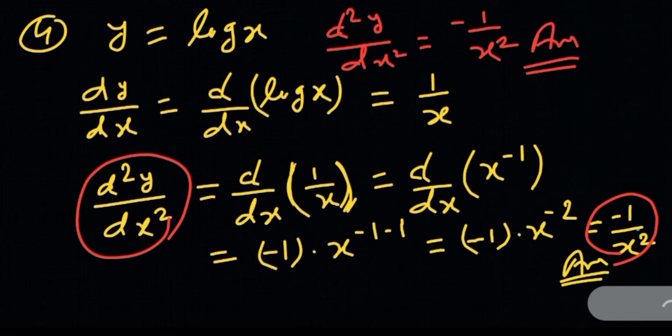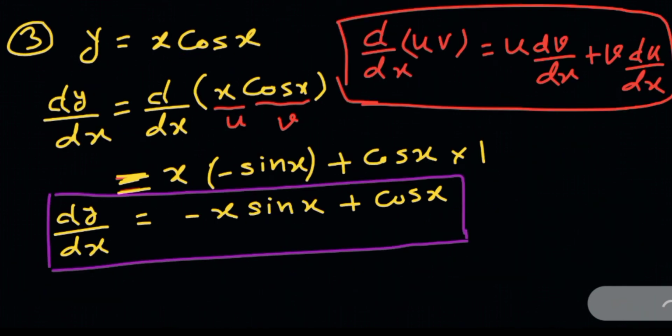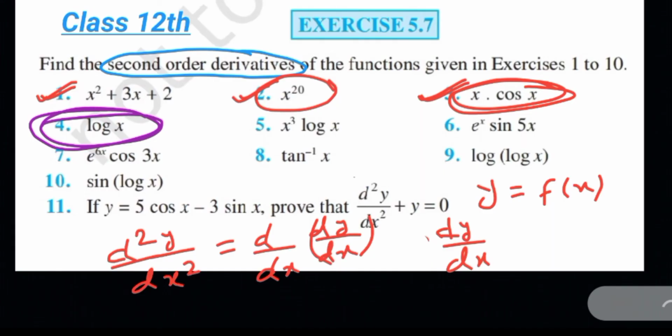Okay, so I hope it is clear. The fourth one is clear. Now we are moving to the next question, that is question number 5. Question number 5 is, we have to find the double derivative of x cube log x. So y is given as x cube log x.